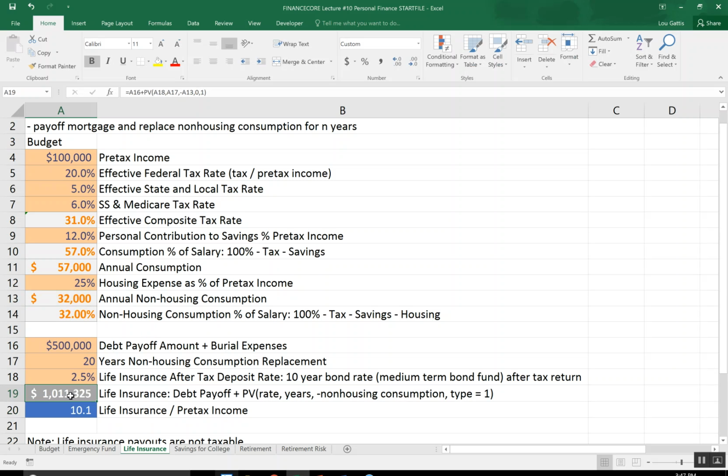the amount of insurance should be $1,011,000. So what that represents is $500,000 to pay off the house, and then the present value of $32,000 a year for 20 years at 2.5% must have been the $511,000. So it looks like Jordan needs to get a $1 million policy, which is about 10 times her income.